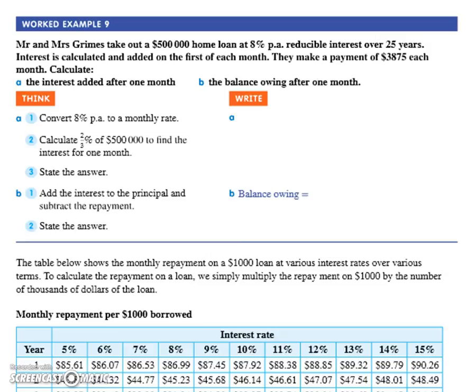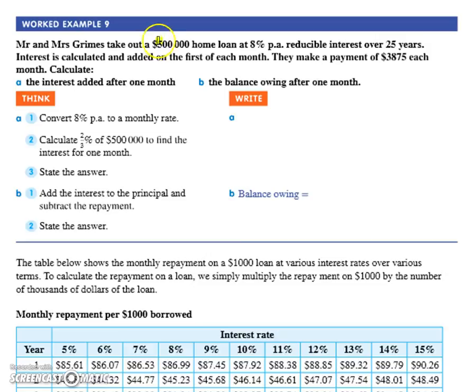Mr. and Mrs. Grimes take out a $500,000 home loan at 8% reducible interest over 25 years. Interest is calculated and added on the first of each month. They make a payment of $3,875 each month.